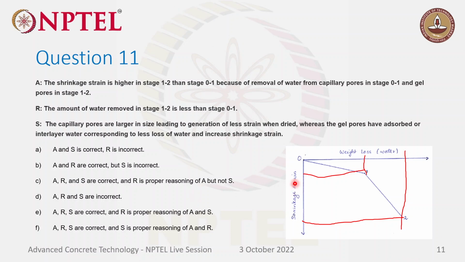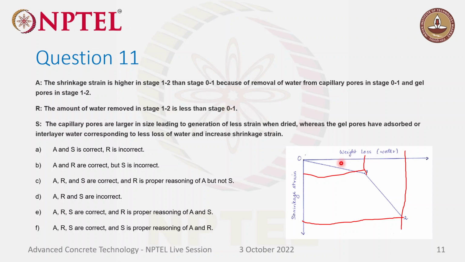And then than stage 0 to 1, because of removal of water from the capillary pores in stage 0 to 1, and then gel pores in stage 1 to 2. Here in this diagram they have not told you about the pores, but you should know at what stage, from which pores, water will be lost, removed due to shrinkage. And the second statement R says that the amount of water removed in stage 1 to 2 is less than 0 to 1.